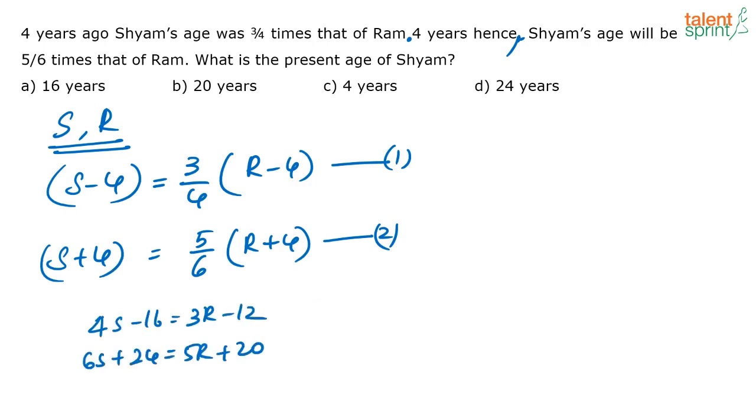Take it to the other side and do 4S minus 3R is equal to 4, and you have 6S minus 5R that is equal to minus 4. So when you actually solve it, you should get the value of S is equal to 16. If you solve, you will get R is 20, but that's not required. You just need the value of S. You should get the answer as option A, 16 years.